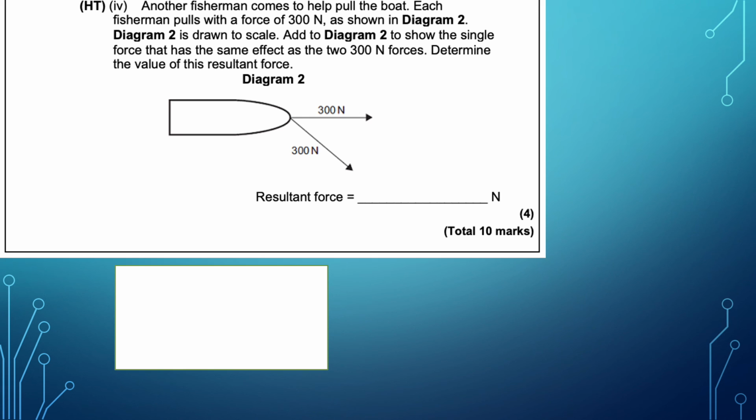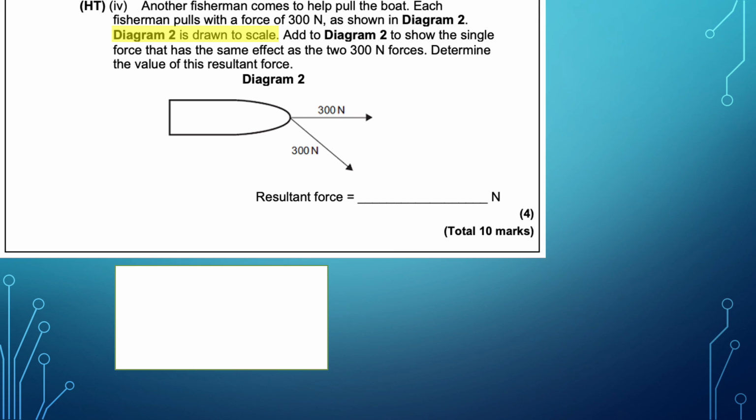Okay, so another fisherman comes to help pull the boat, and each fisherman pulls with a force of 300 newtons, as shown in diagram 2. Diagram 2 is drawn to scale. Add to diagram 2 to show the single force that has the same effect as the two 300 newton forces. Determine the value of this resultant force. So the key word here is that diagram 2 is drawn to scale. This is the part that I kind of read over and didn't think too much about, but this is actually going to be really important, and I'll explain why in a second here.